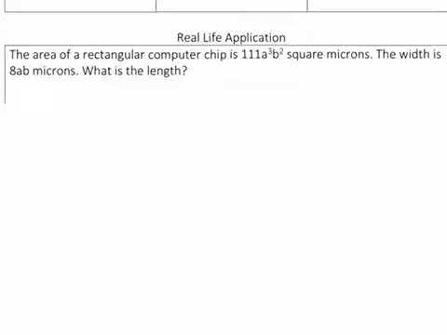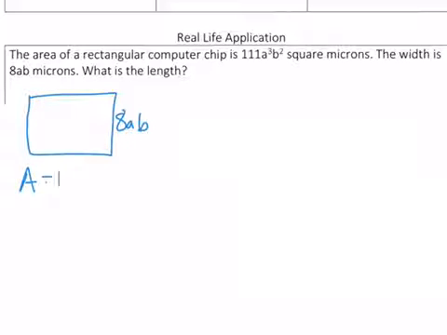So now we have a word problem that we're going to use. It says the area of a rectangular computer chip is 111 times a to the third b to the second square microns. The width is 8ab. What is the length? So I'm going to draw a picture. It helps me visualize a little bit. So we have that the width is 8ab, and then the area is 111 a cubed b squared. So we just have to find the length.